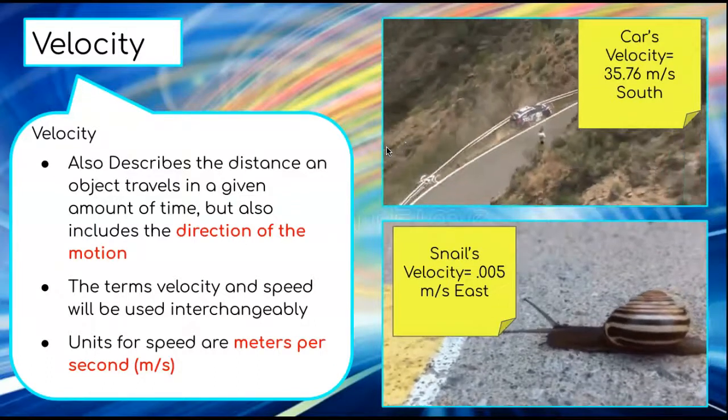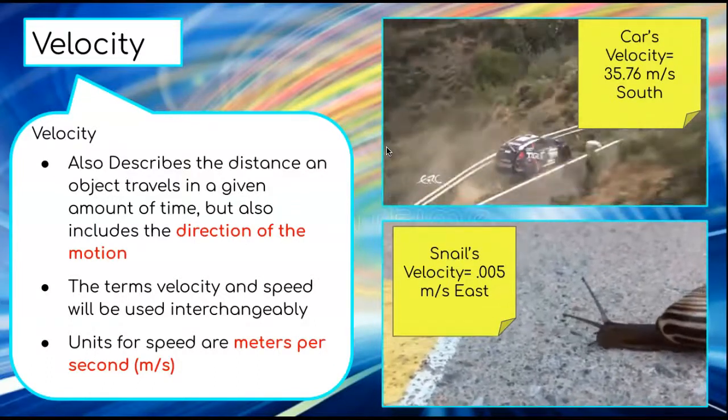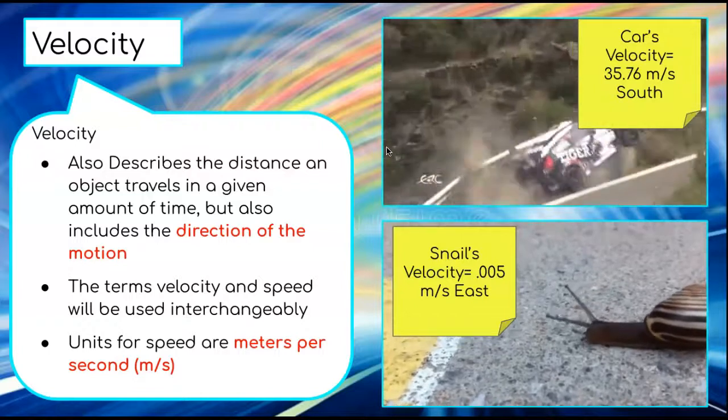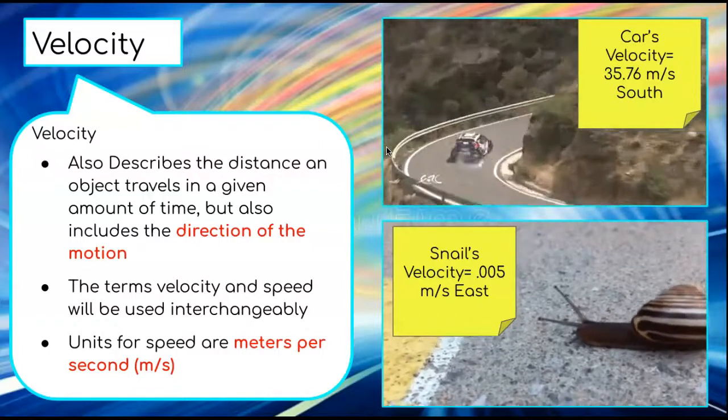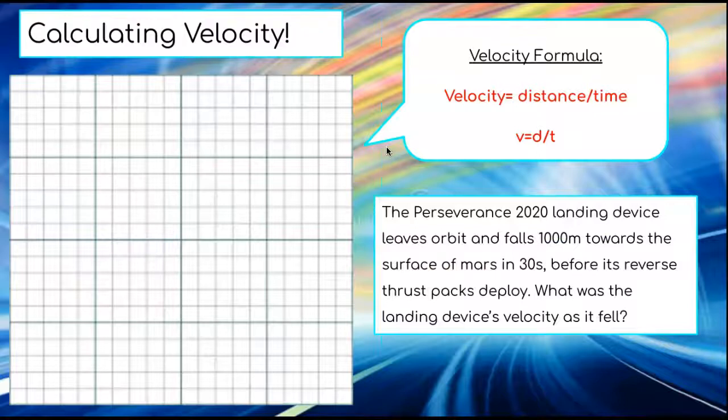So now that we know what speed and velocity are, let's talk about how we will actually be able to calculate them when the appropriate information is available. So in order to calculate velocity, we want to use what is called our velocity formula. Our velocity formula tells us that velocity is equal to distance over time. You can also write that as v equals d over t.